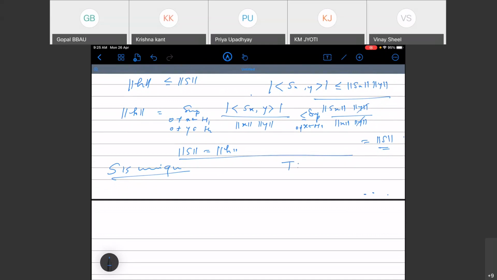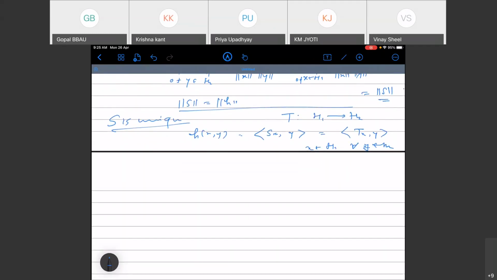Assume that there exists another linear operator T from H1 to H2 such that Hxy equals Sx comma y equals Tx comma y, and this is true for all y in H2 and x in H1. Okay, so use this. From here, Sx comma y minus Tx comma y is 0. So this implies Sx minus Tx comma y equals 0. This is by the property of inner product.